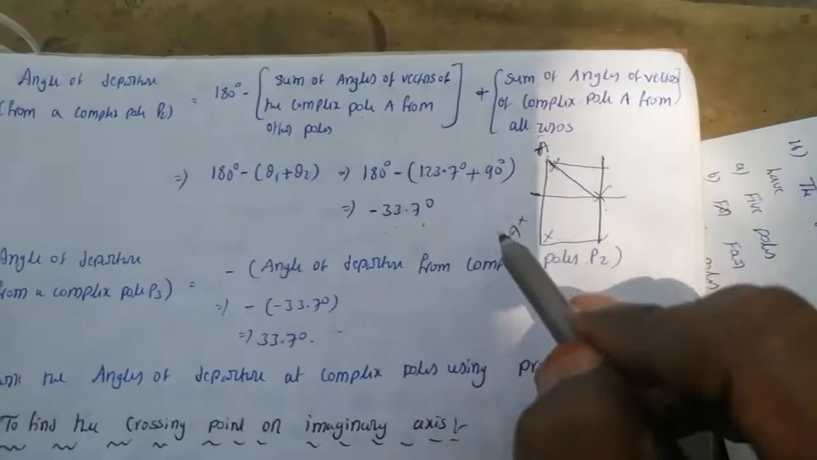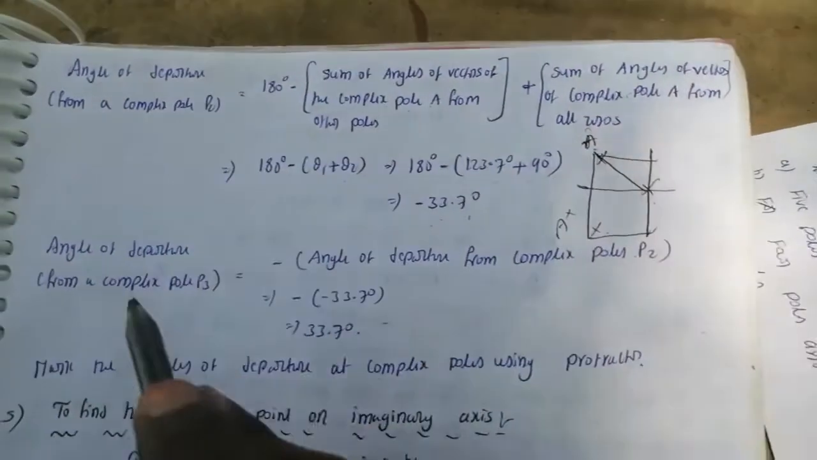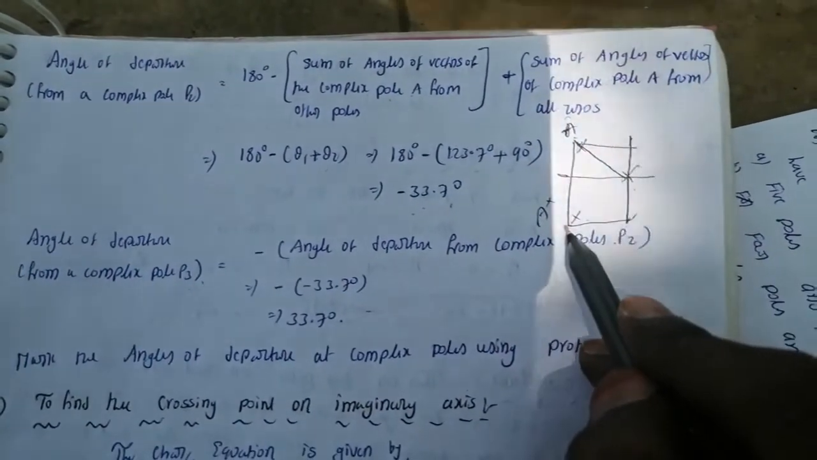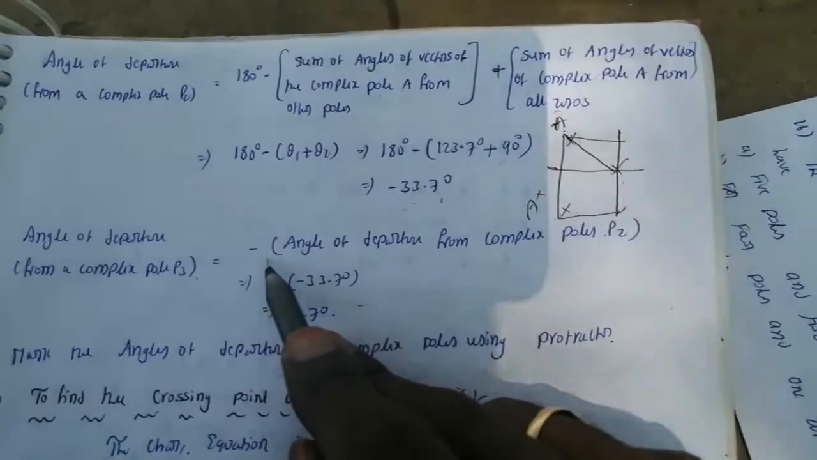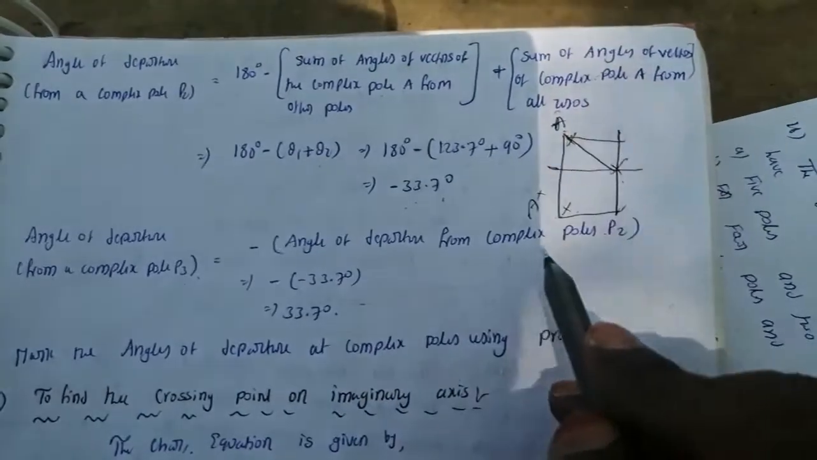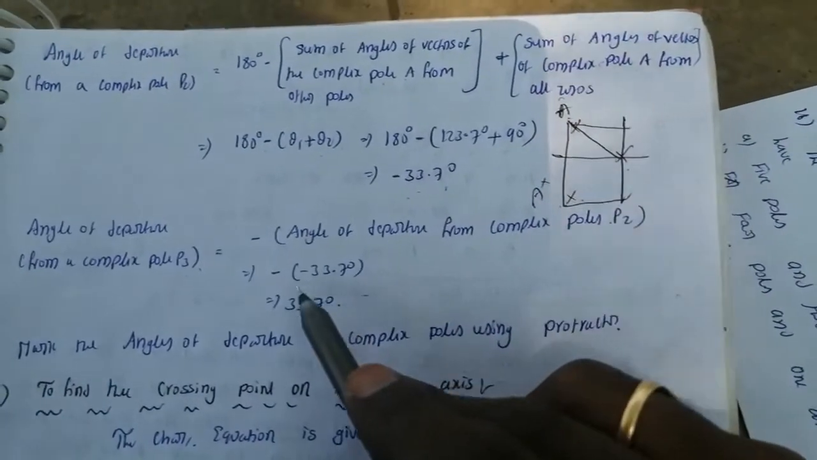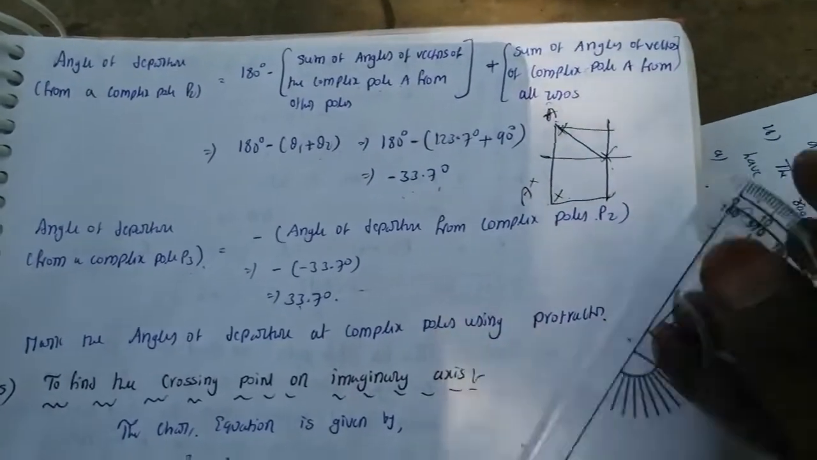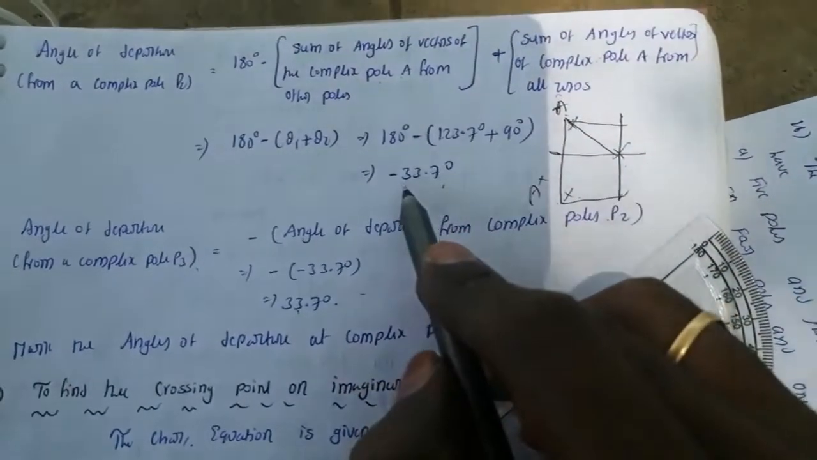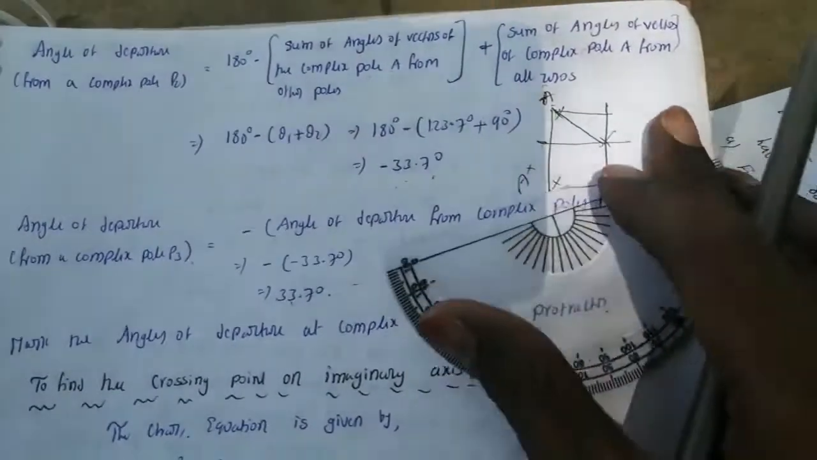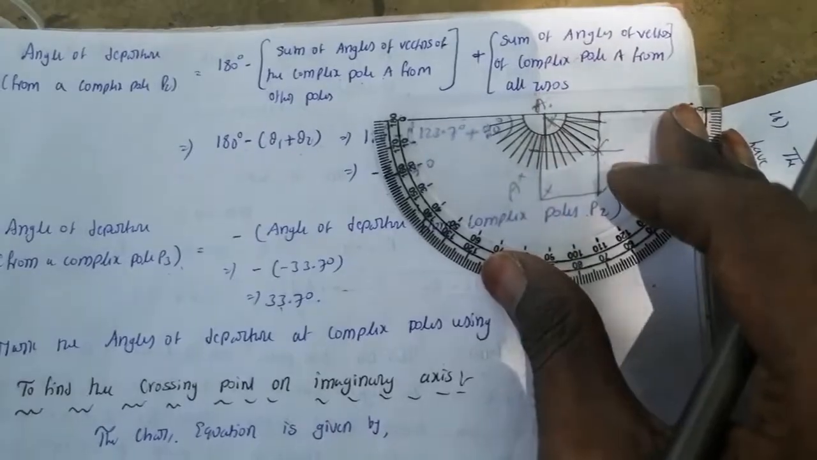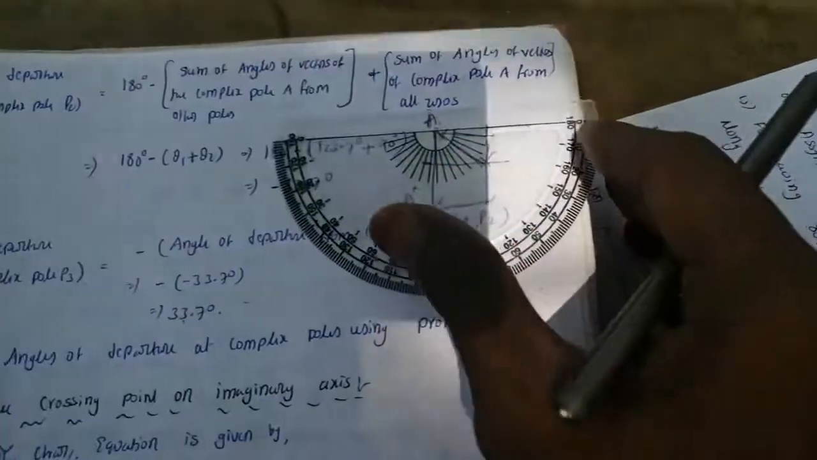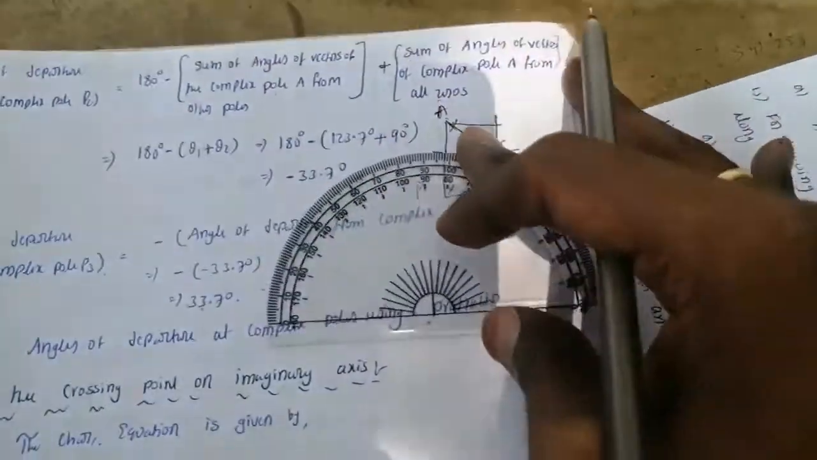If you want to draw the angle from A star, the angle of departure from complex pole 3, here pole 3 is located, right, equals minus of the angle of departure from complex pole 2. So just negate it and you will get the positive value. How can we draw this? Suppose here you got minus 33.7. If the angle is minus, you have to draw it by keeping the protractor in the reverse side, the downward side. If it is positive, you have to keep it like this, right?